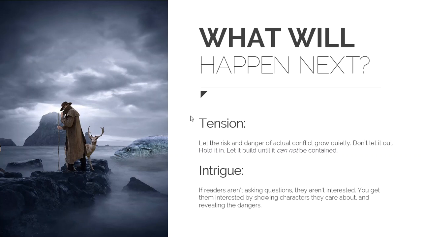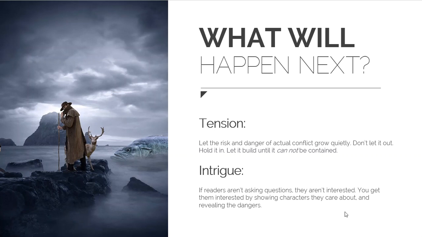So tension's about slowly revealing more information that makes readers more and more aware of what the risks and dangers could be and where the story might be going, without actually letting the main conflict play out. And intrigue is kind of similar. You want them asking questions, which means you don't give them all the information.